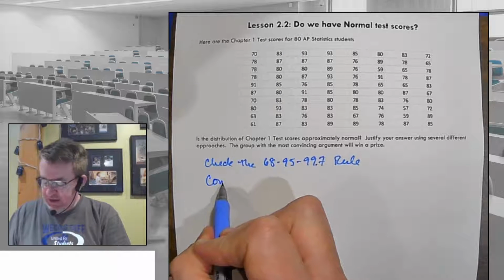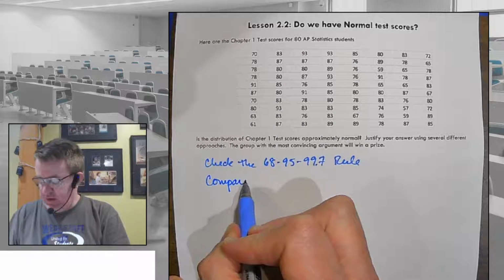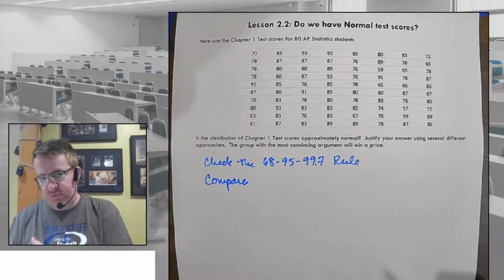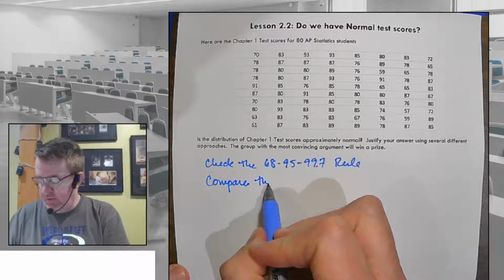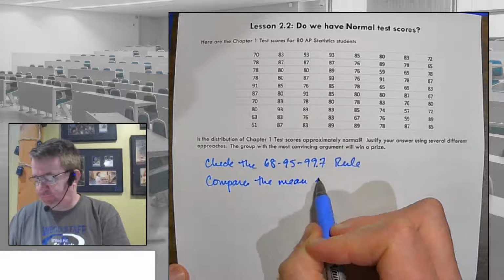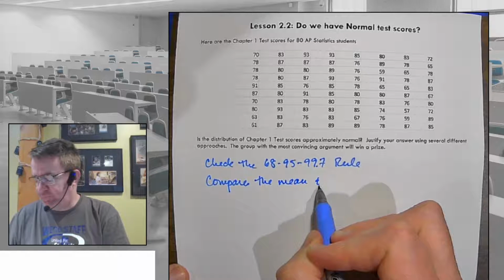Somebody will usually say, well, we know that the mean drifts towards the outliers, so maybe if we compare the mean and the median, that would at least tell us some idea if it's the same.